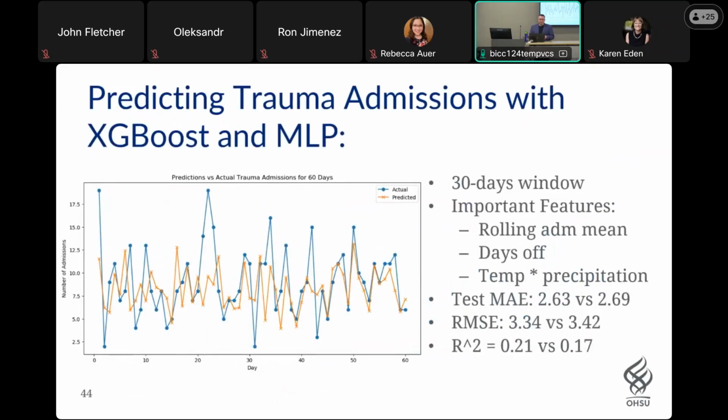I was able to do predictions for trauma admissions using two different models, XGBoost and MLP. And we came up with a mean absolute error of about 2.5 and root mean square error of about 3.5. So the predictive power is not quite strong, but I think we got some good measurement of the prediction here. We are covering most of the peaks when the admissions are going up.